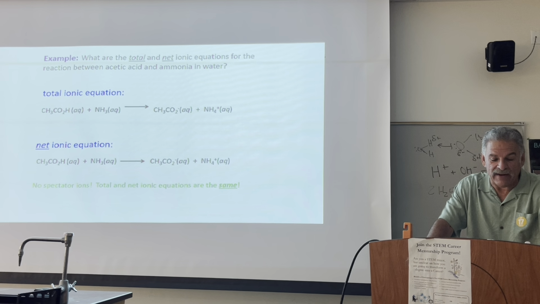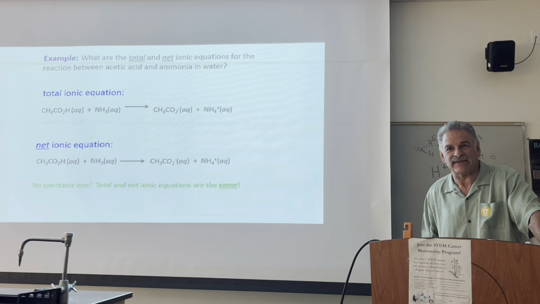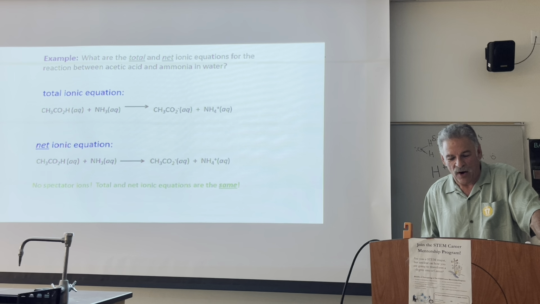we have our acetic acid and our ammonia. We put them together. We make acetate and ammonium. All right. Then we have our net ionic equation. We have our acetic acid plus ammonia. It stays exactly the same. Interesting. All right. No spectator ions. Everybody's part of the game.